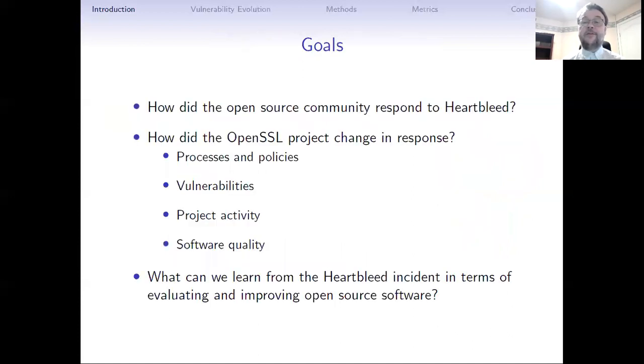So our goals for this project were to see how the open source community responded to Heartbleed and how the project itself changed in response, both in terms of processes and policies, security vulnerabilities, project activity, and software quality metrics. And then we want to see what we can learn from this incident in terms of how to evaluate and improve open source software.